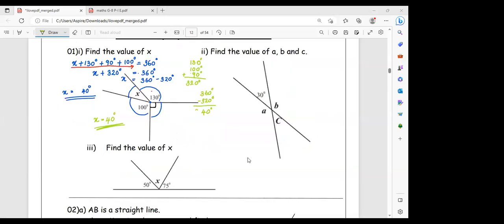Find the value of A, B, and C. Okay, draw the figure on the random figure.